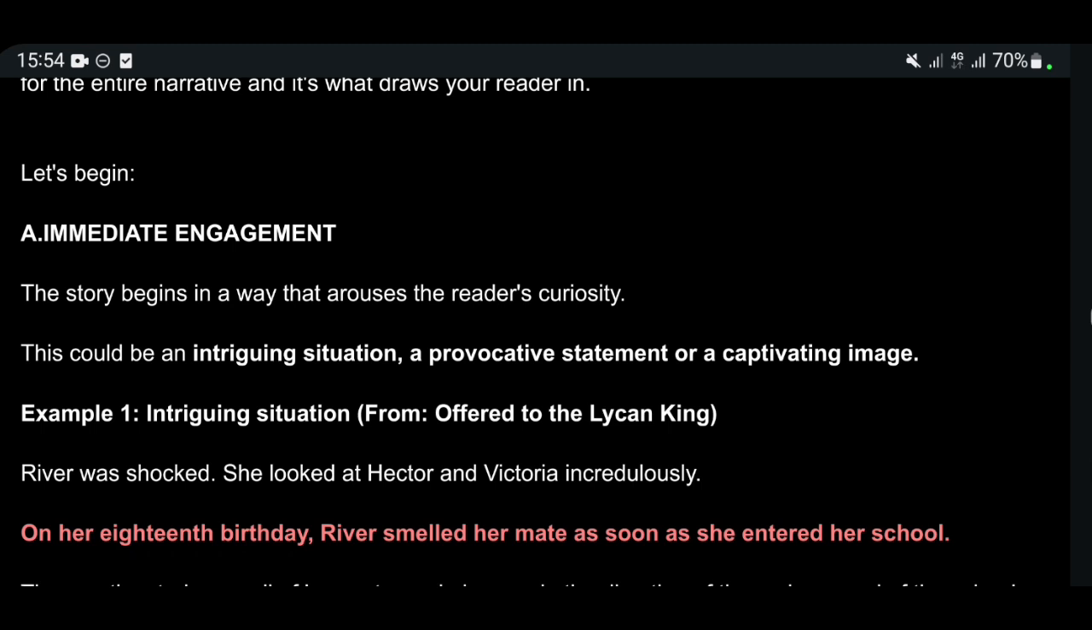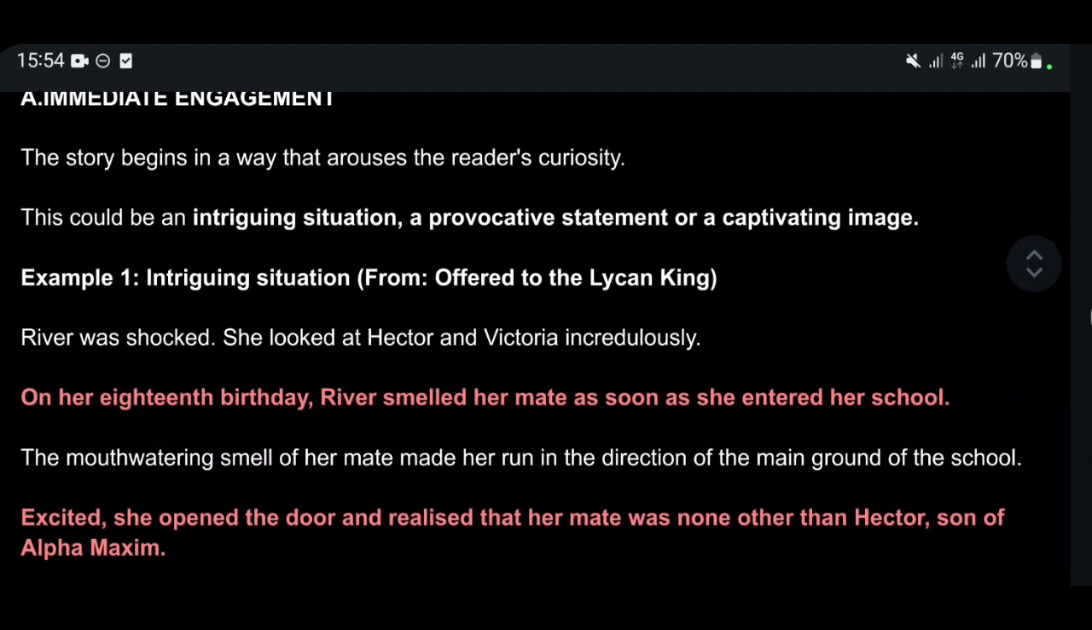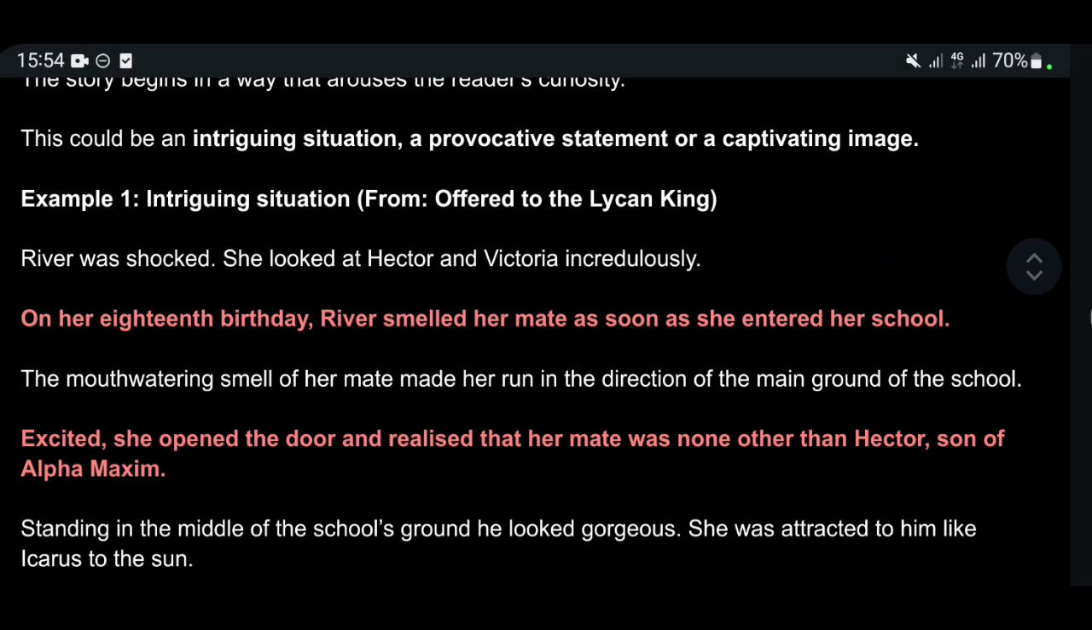Okay, so looking at the intriguing situation, for example, we are going to be doing this example from known books or viral books out there. Okay, before then, this write-up came from an editor in one of the big sites that we work with. The first example here is an intriguing situation. So let's look at the example we have.